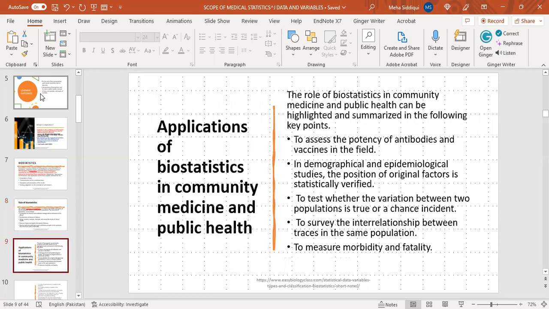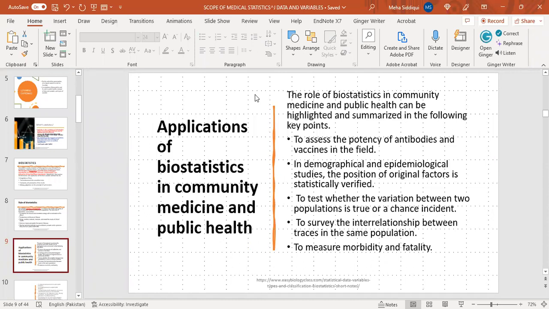Applications of biostats in community medicine and public health. The roles of biostats in community medicine and public health are highlighted as follows: to assess the potency of antibodies and vaccines in the field. In demographical and epidemiological studies, the position of original factors is statistically verified. To test whether the variation between two populations is true or a chance incident.